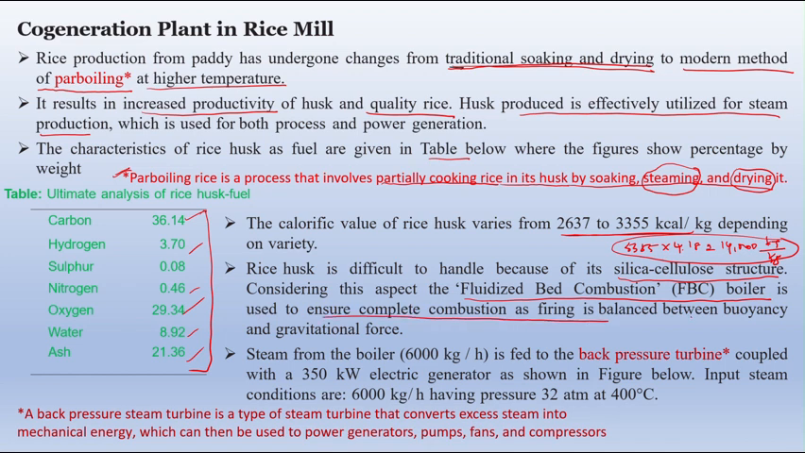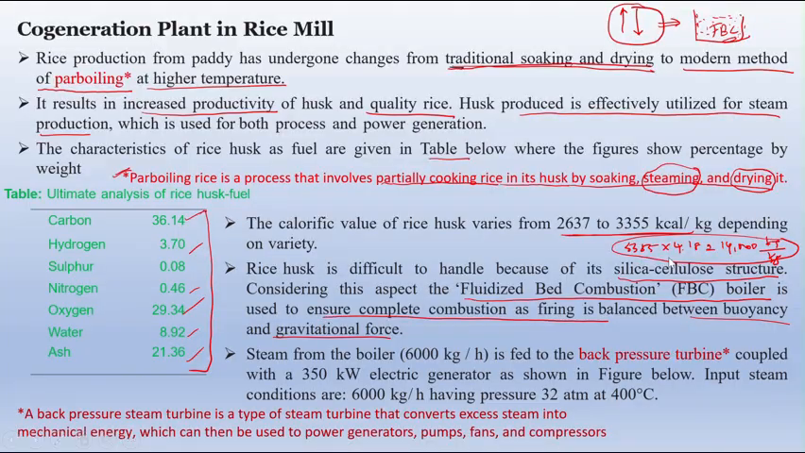The firing is balanced between buoyancy and gravitational force, because rice husk has a low density, so it moves with buoyancy, and no fuel flows under gravity. Because of buoyancy it can move up, because of gravity it can move down. So we have to balance the upward and downward motion of the fuel. A fluidized bed boiler is used because in an FBC boiler, the fuel should be in suspension during burning. The presence of silica in the fuel results in the deposition of slag on the boiler walls, which minimizes heat transfer. That's why FBC is preferable in the case of a rice husk boiler.